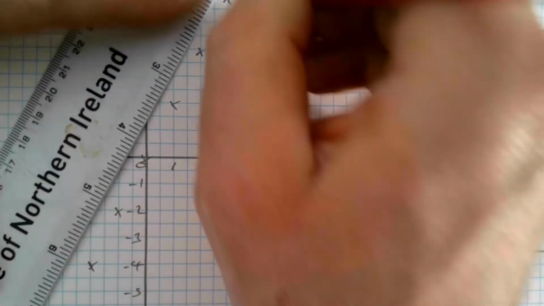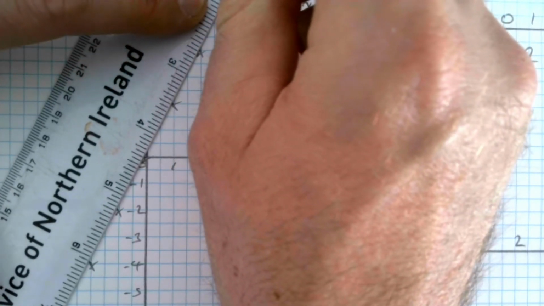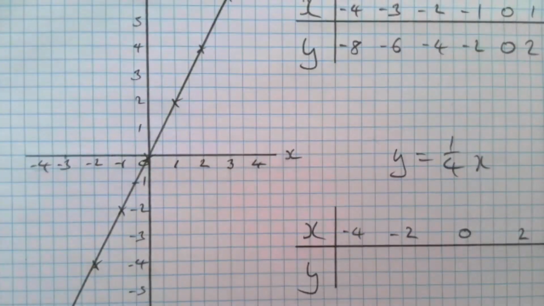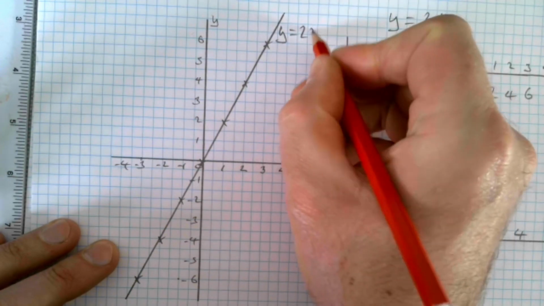If I draw my straight line now, don't just join the points, go all the way through the whole grid, and we end up then with your line. The name of that line then is y equals 2x.